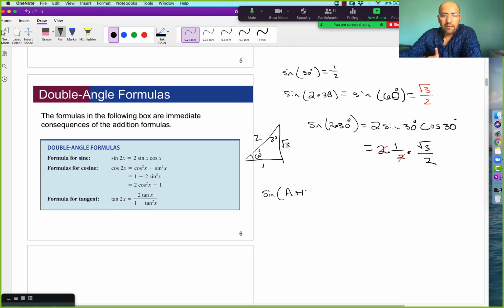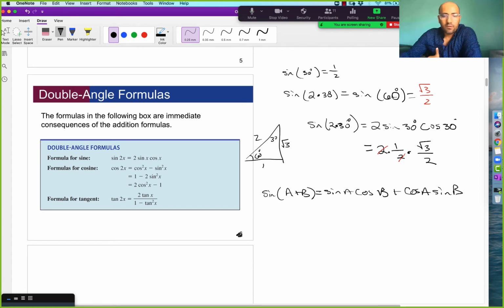Sine of A plus B is equal to sine of A cosine of B plus cosine of A sine of B. Right? That's the formula for the summation of two angles, sine. We already worked with that one. Okay, but in our case, what if we had twice x?